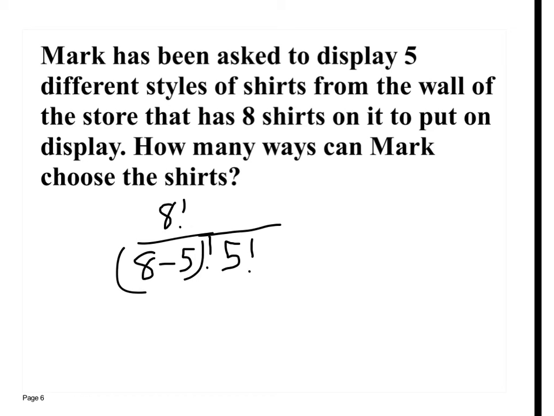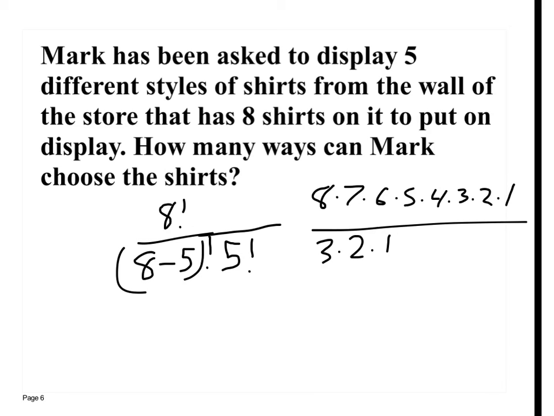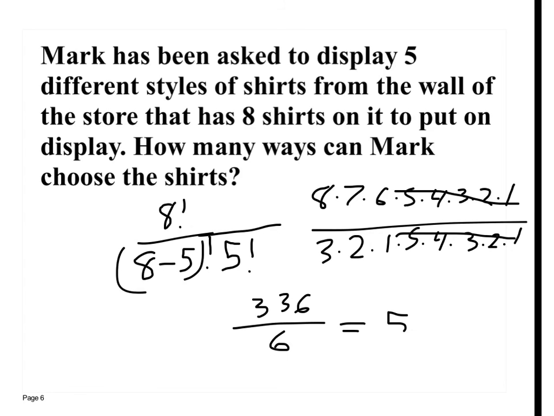So we work out 8 factorial, 8, 7, 6, 5, 4, 3, 2, 1, over 8 minus 5, which would be 3, so we do 3 factorial, 3, 2, 1, and then we do 5 factorial, which is 5, 4, 3, 2, 1. 5 through 1 would cancel out with 5 through 1, and then you've got 3, 2, and 1. So when you take 8 times 7 times 6, you get 336 over 6, because 3 times 2 times 1 is 6. You divide that, and there are 56 ways for Mark to arrange the shirts.